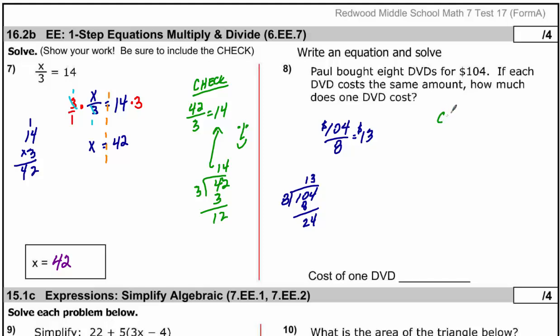How can I check that? Well, I can check that by saying if I have 8 DVDs times $13 each, do I get $104? Let's see. 13 times 8. 8 times 3 is 24. Carry the 2. 8 times 1 is 8, and 2 makes 10. And I've got my 104, and I'm confident with my price of $13 per DVD.